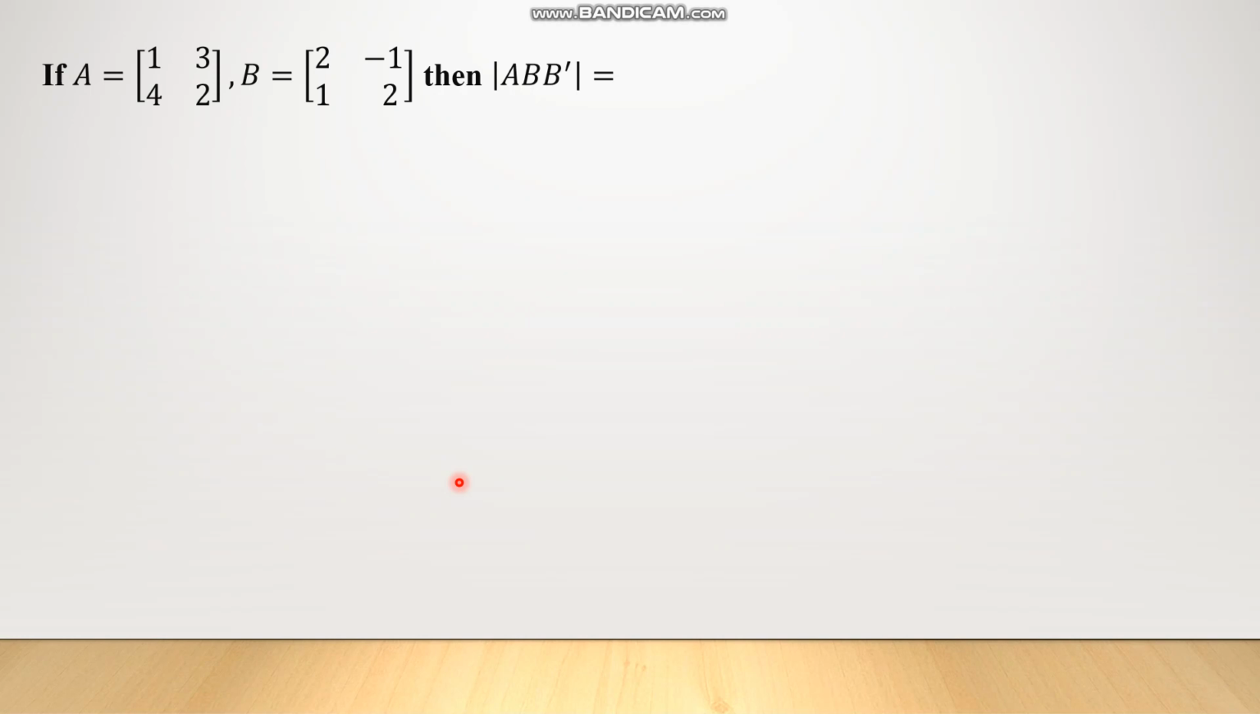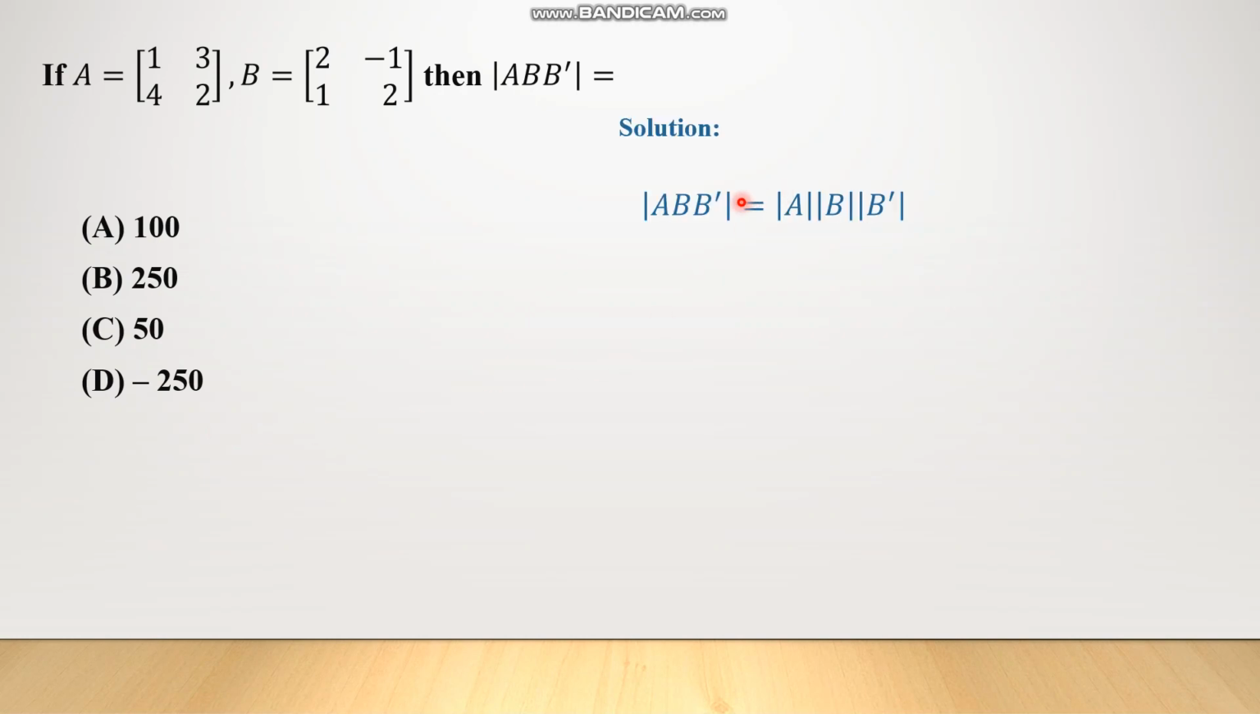Let's move on to the third question. Two matrices are given. Matrix A is 1, 3, 4, 2. Matrix B is 2, minus 1, 1, 2. We have to find the determinant of A, B, B dash. Options are given to be 100, 250, 50 and minus 250. Now, as we know, the determinant of a product of two matrices is the product of the determinants of the matrices. That means you can separately take the determinants.